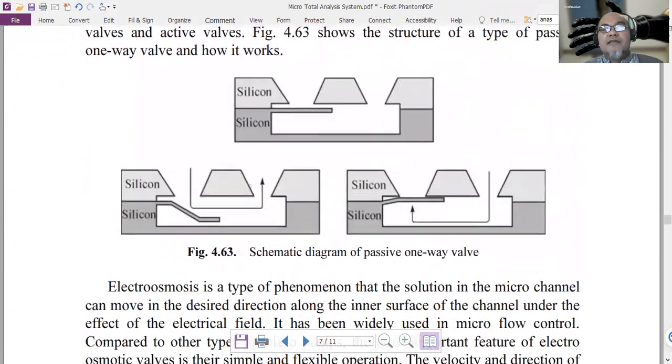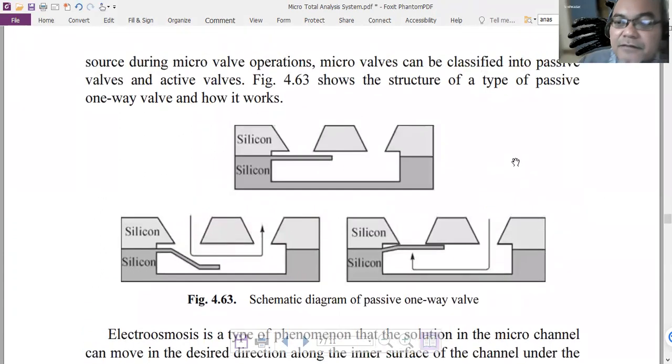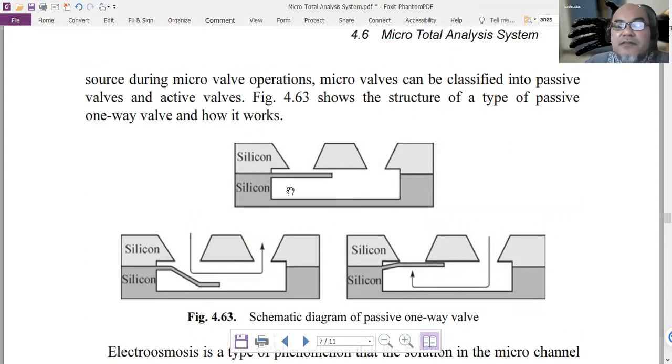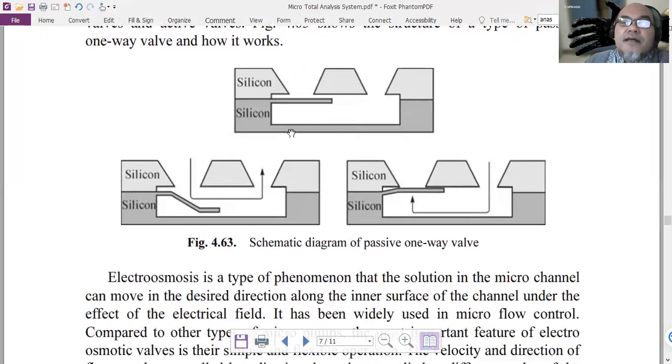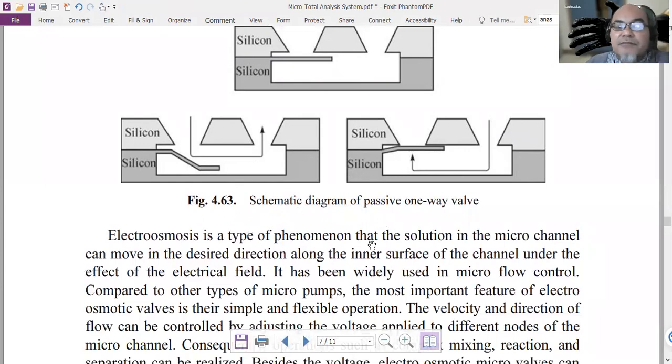Okay, so these are different types of valves. A valve is also how to control the flow, for example using a silicon cantilever structure with electrostatic actuation. In the normal state, when this silicon cantilever is attracted to the bottom part, liquid can flow from the left to the right part. When it touches the upper part, liquid will be blocked. Okay? And this is the passive one-way valve.